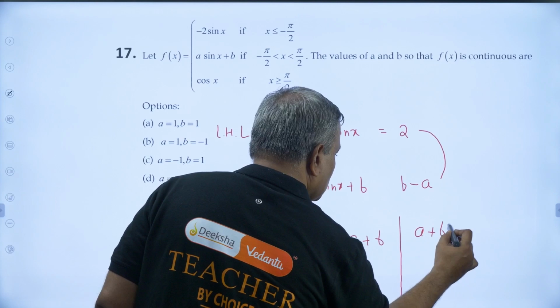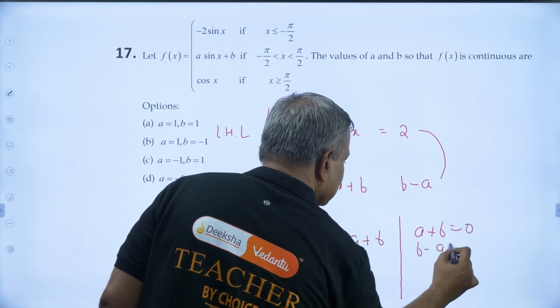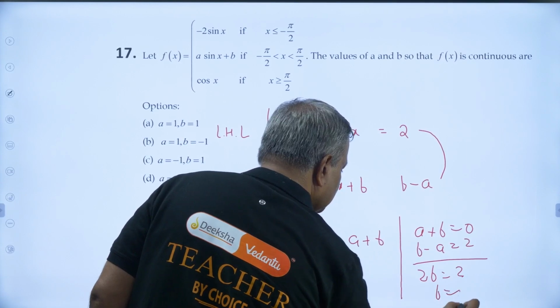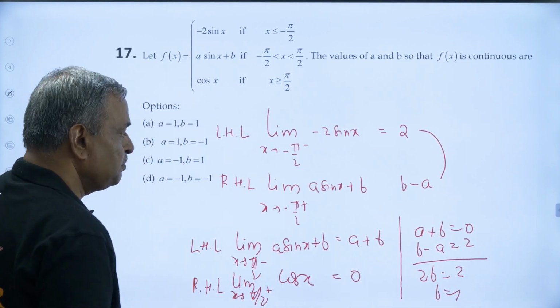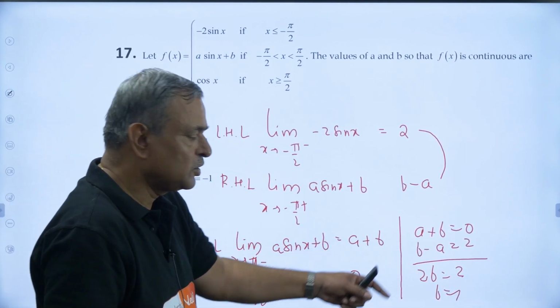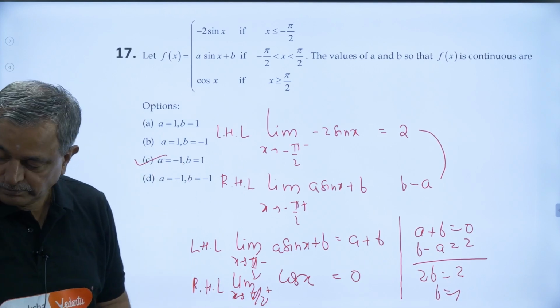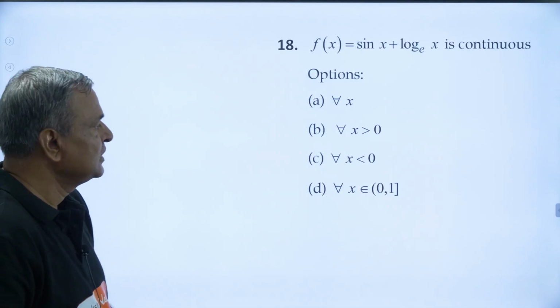So a plus b equal to 0, b minus a is equal to 2, add, 2b is equal to 2, b is equal to 1. If b is equal to 1, a equal to minus 1. A equal to minus 1, b equal to 1. Option C is correct. f(x) is continuous.